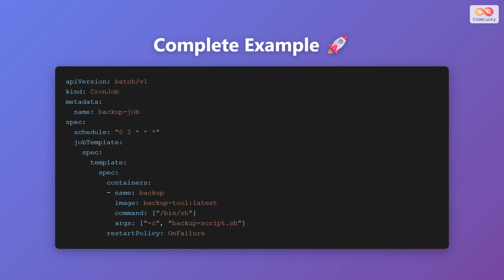Here's a complete CronJob example for a backup task. The CronJob is named backup-job and scheduled to run at 2 a.m. every day using the expression 0 2 * * *. The job template defines a container named backup that uses the backup-tool:latest image. The container executes a shell script called backupscript.sh. Notice the restart policy is set to OnFailure, which means if the backup fails, Kubernetes will retry the container. This pattern is typical for most CronJob implementations, where you want automatic retries on failure.